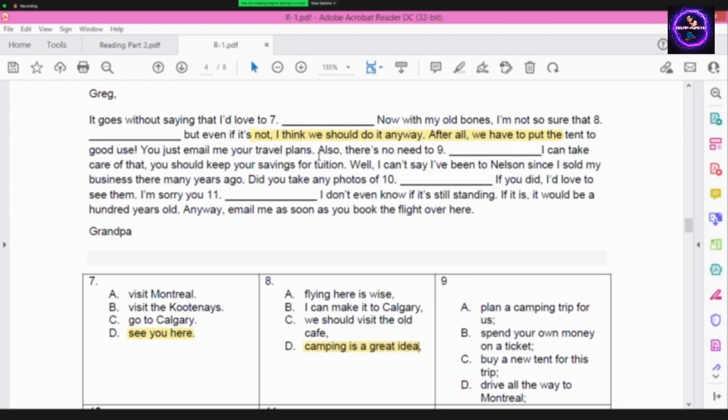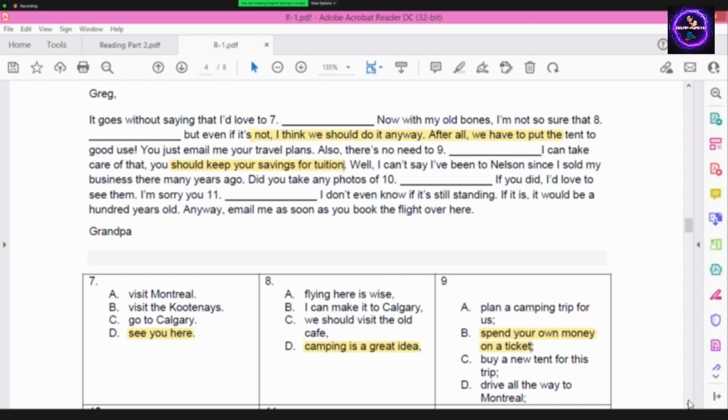Again, number 9. You just email me travel plans. Also, there is no need to. He says I have saved up enough for the ticket by doing the summer part-time job. He says you don't have to pay, I will pay it. He says don't spend your own money. B, option B, spend your own money on tickets. Grandpa always suggests that, and you should keep savings for the tuition. Buy a new tent doesn't say plan a camping trip. Plan a camping trip. Yes, they can, but also there's no need for a camping trip. Grandpa already wants a camping trip.